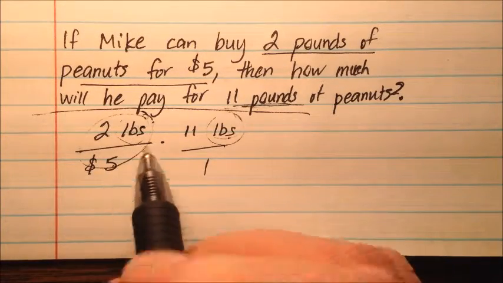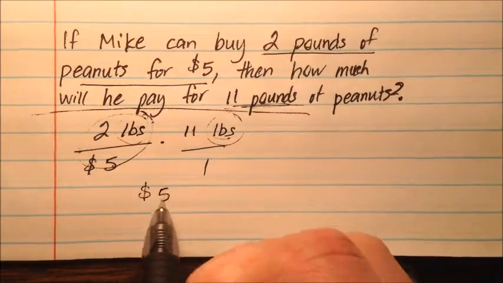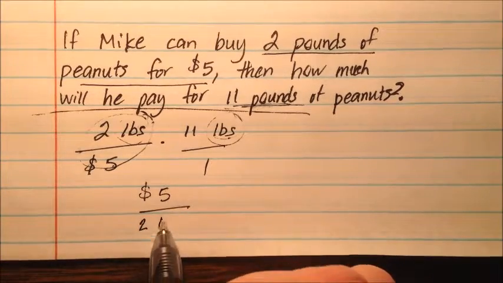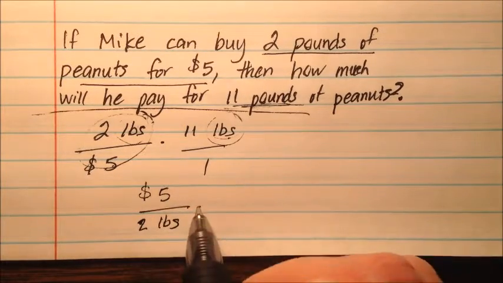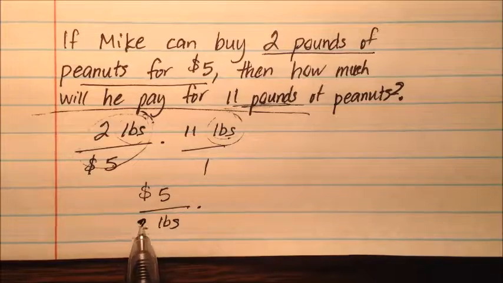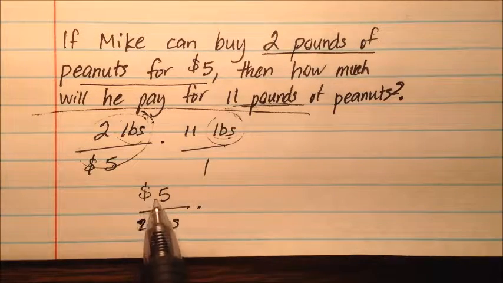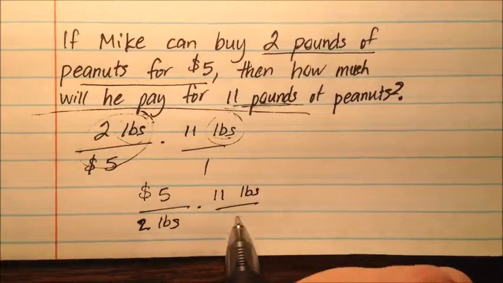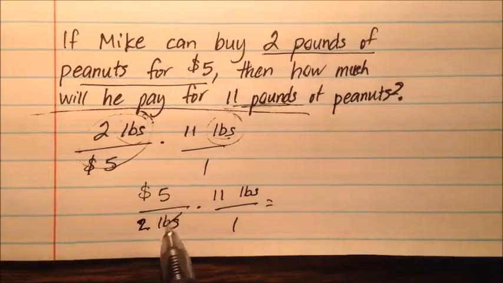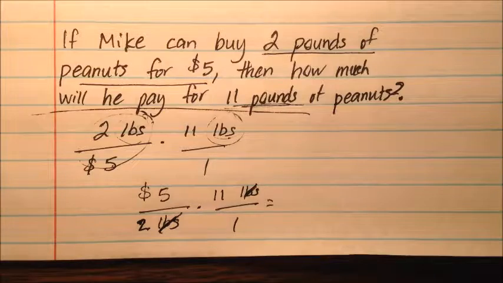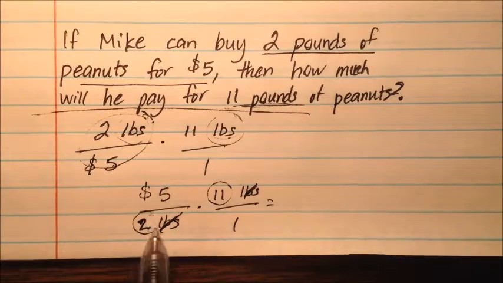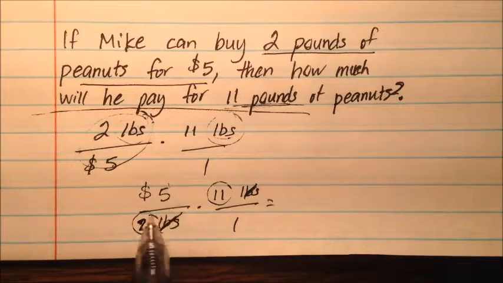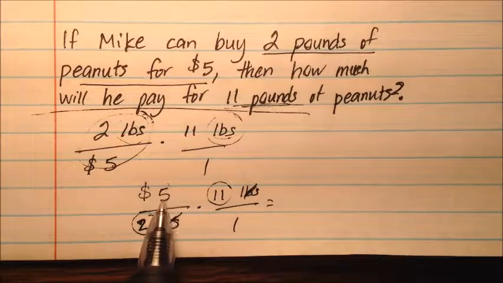So I need to flip this rate again and take the reciprocal. So instead of 2 pounds for $5, I can buy 2 pounds for $5. And now since I know how much peanuts cost per pound, so dollars per pound, I can multiply that by the 11 pounds that I want. So again, you'll see my pounds cancel. Actually, in this case, my 11 and my 2 don't cancel, and the 5 and the 2 can't cancel. So let's just multiply through and see what happens.